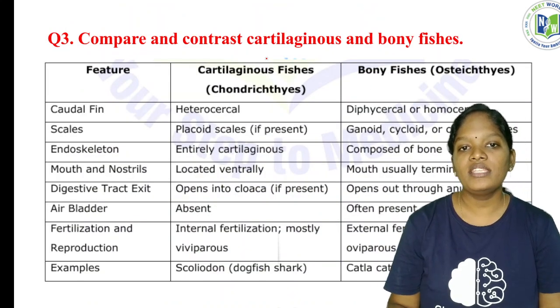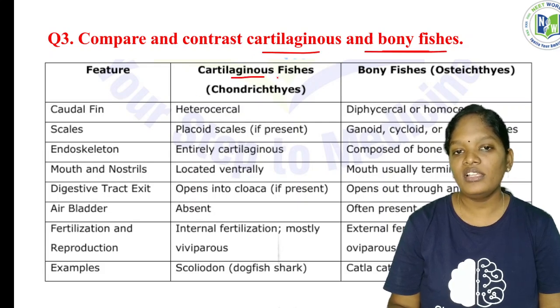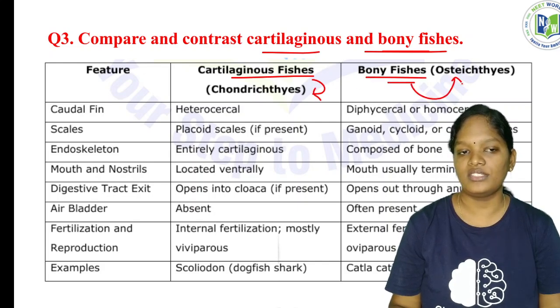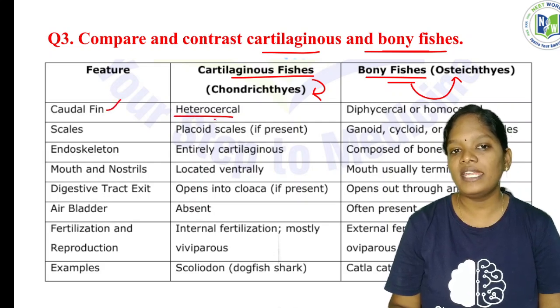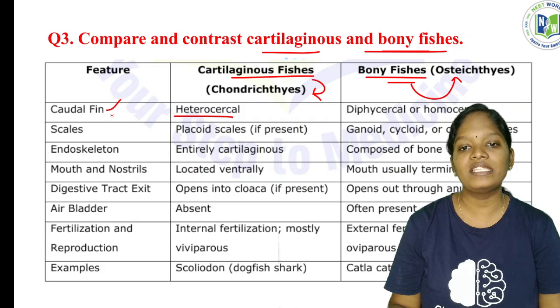Compare and contrast the cartilaginous and bony fishes. Cartilaginous fishes are technically called Chondrichthyes, and bony fishes are technically called Osteichthyes. So what will be the feature? It is the caudal fin, in the sense the tail fin. The tail fin will be heterocercal.